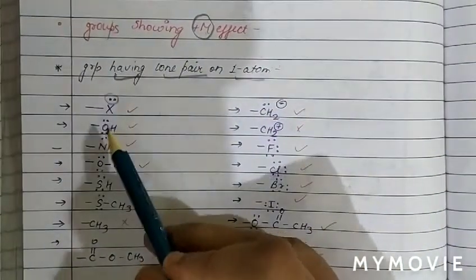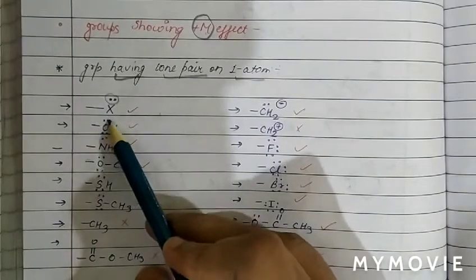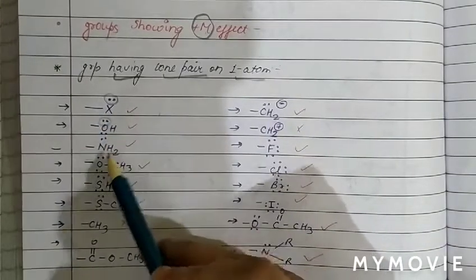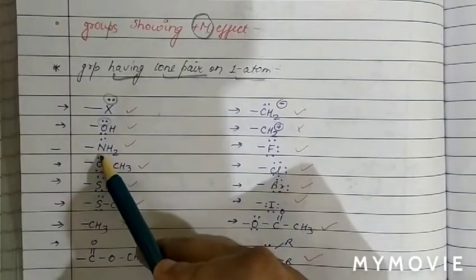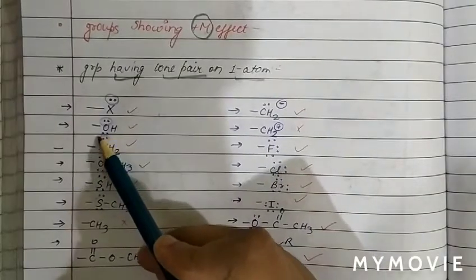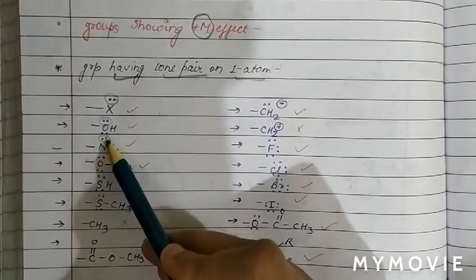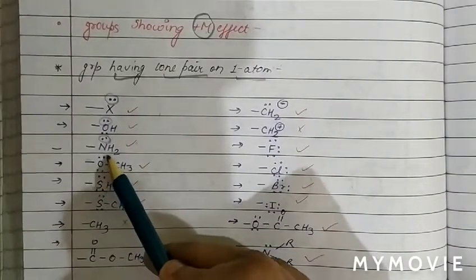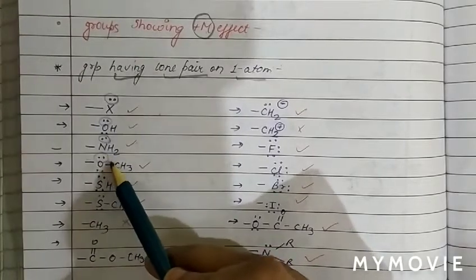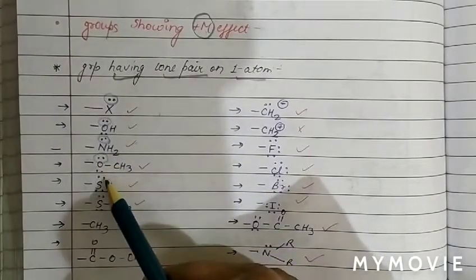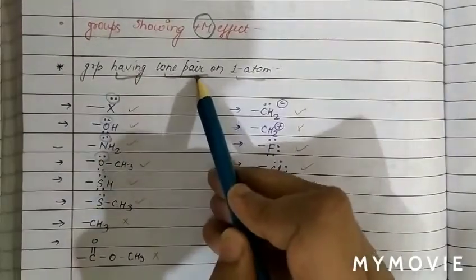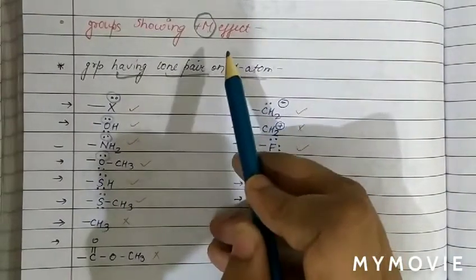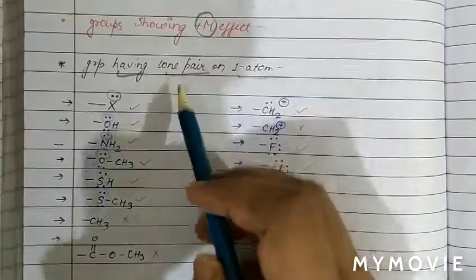See the OH group. In the OH group also there is a lone pair of electrons on the oxygen atom. Therefore it also behaves as a plus M group. In the case of NH2, there is a lone pair of electrons on the nitrogen atom. So it also behaves as a plus M group. Now on this oxygen atom there is a lone pair, so it also behaves as plus M. So if the group has at least one lone pair on the atom, then it will behave as a plus M group.